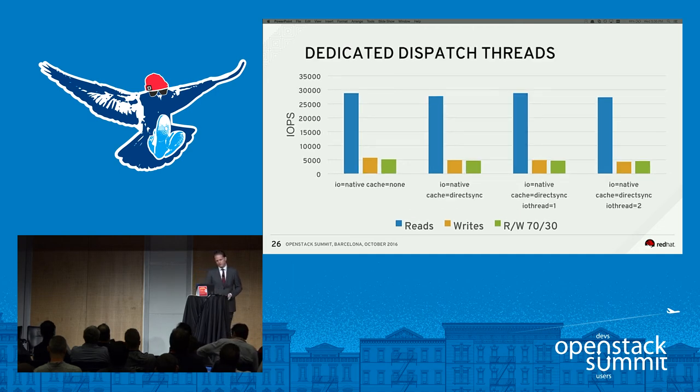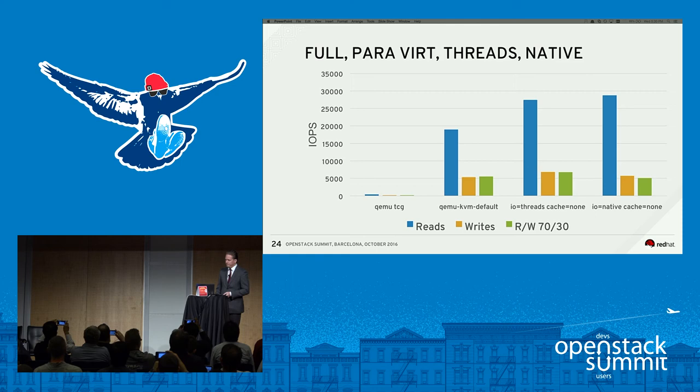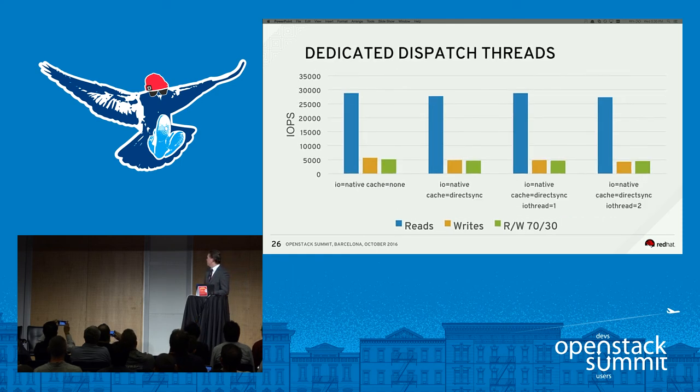We didn't see very much of an increase by using dedicated dispatch threads. That's where you can actually have a completely separate I/O thread. And I think that if I go back and run back through these, you're probably seeing a common theme here, in that reads are really stellar, but writes are low. But more interesting is the fact that our mixed read-write workload is almost always the same as our write workload.